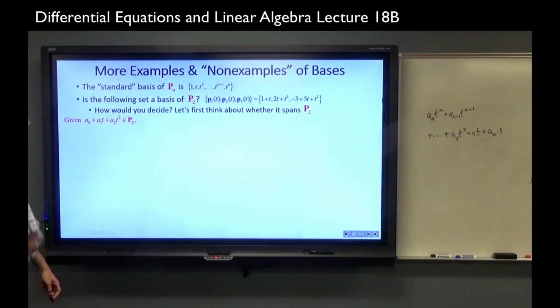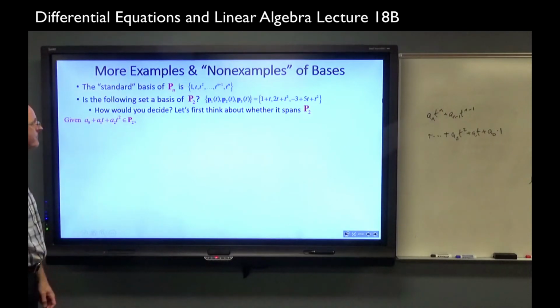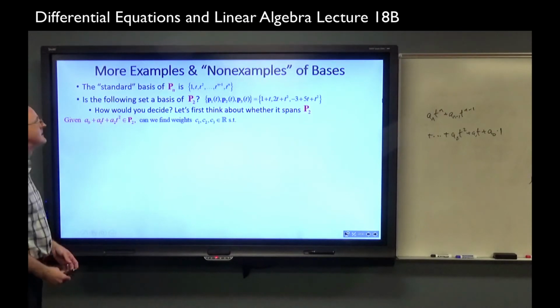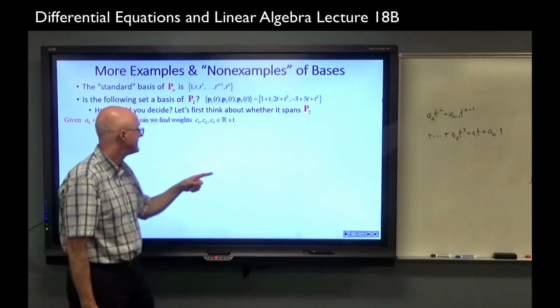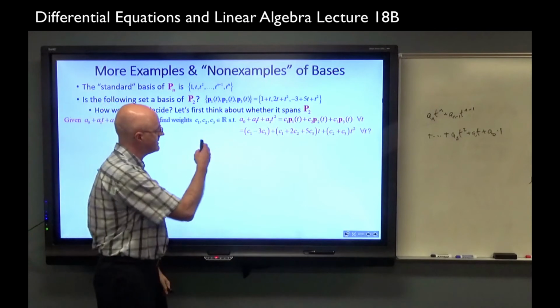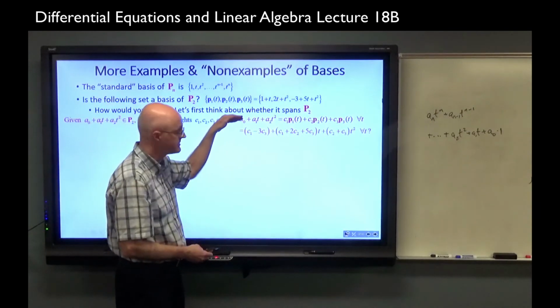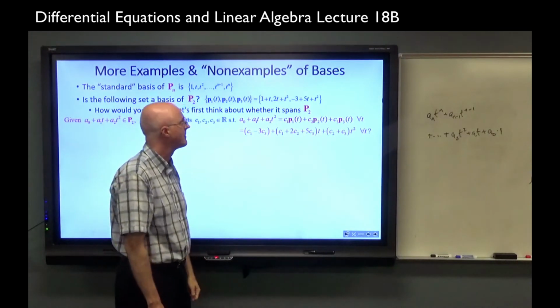What do I have to do? Give me an arbitrary polynomial of degree less than or equal to 2, an element of P2, where a0, a1, and a2 are arbitrary. Question is, can we find weights, c1, c2, and c3, so that a linear combination of these three polynomials with these weights gives me this arbitrary polynomial? Sounds like a hard question. But again, here's what it means. Look at the red line first. It can be solved. We can figure it out.